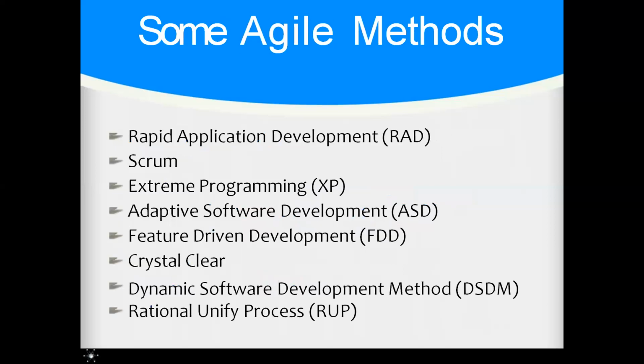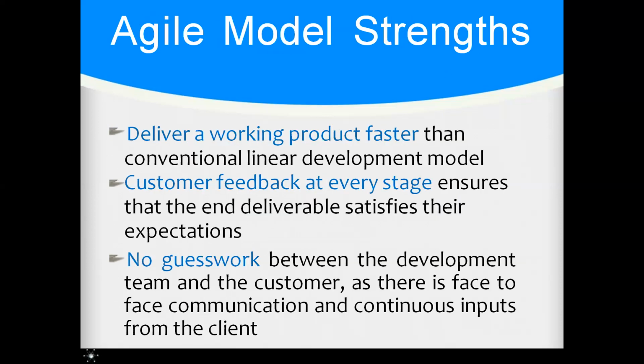So, some agile methods. Number one, rapid application development. Those are some of the agile methods. We have Scrum. We have extreme programming. We have these things you can Google to read more. You can screenshot this. We have adaptive software development, that's ASD. We have feature driven development, that's FDD. You look at some of these methods and see the one you can explore for your own life cycle. So then we go to strengths.